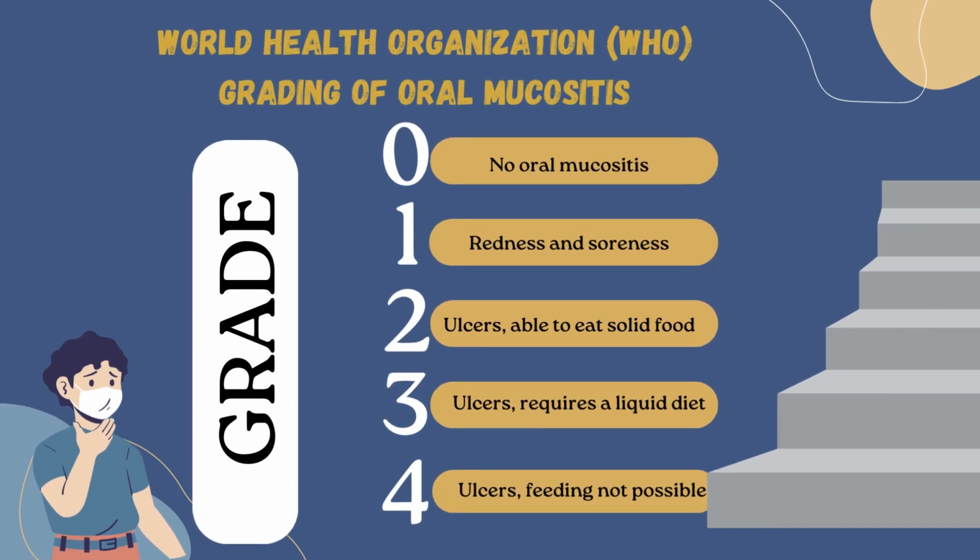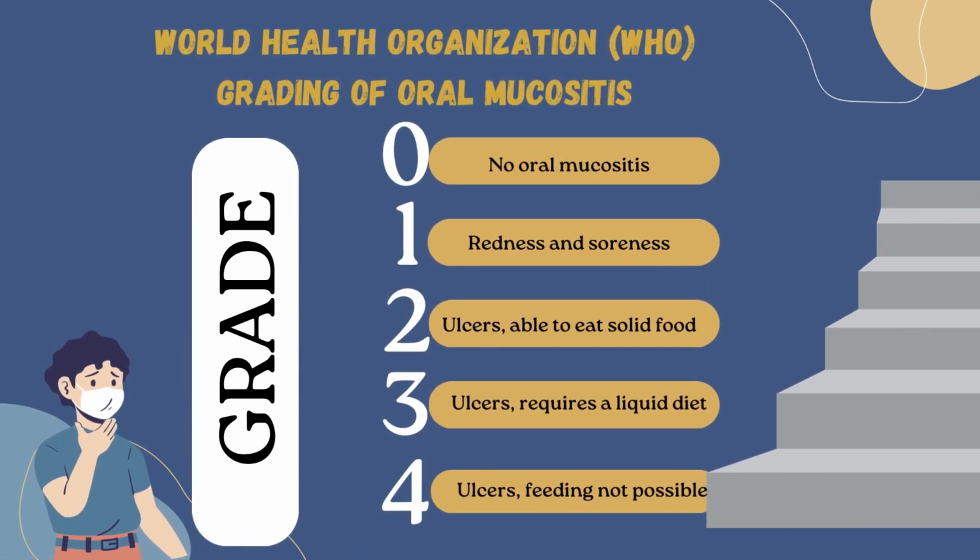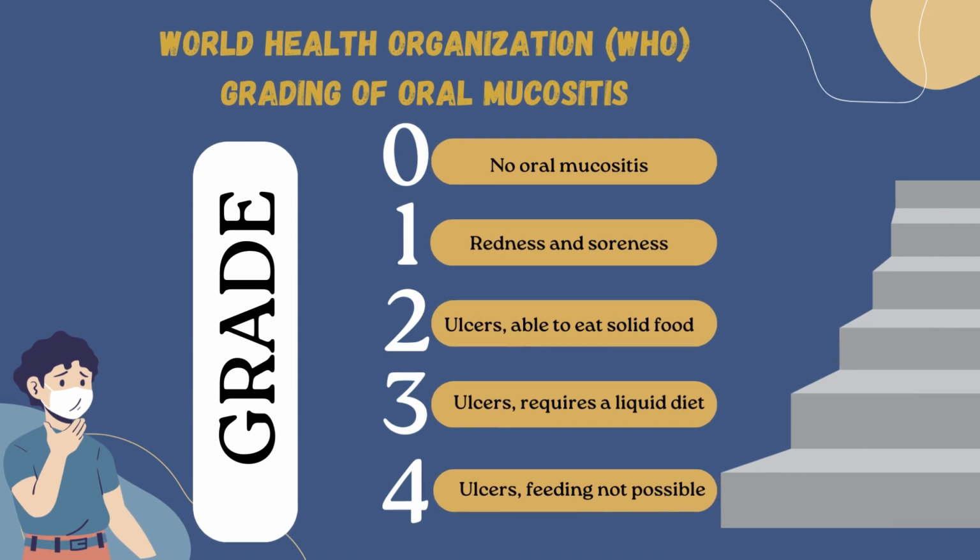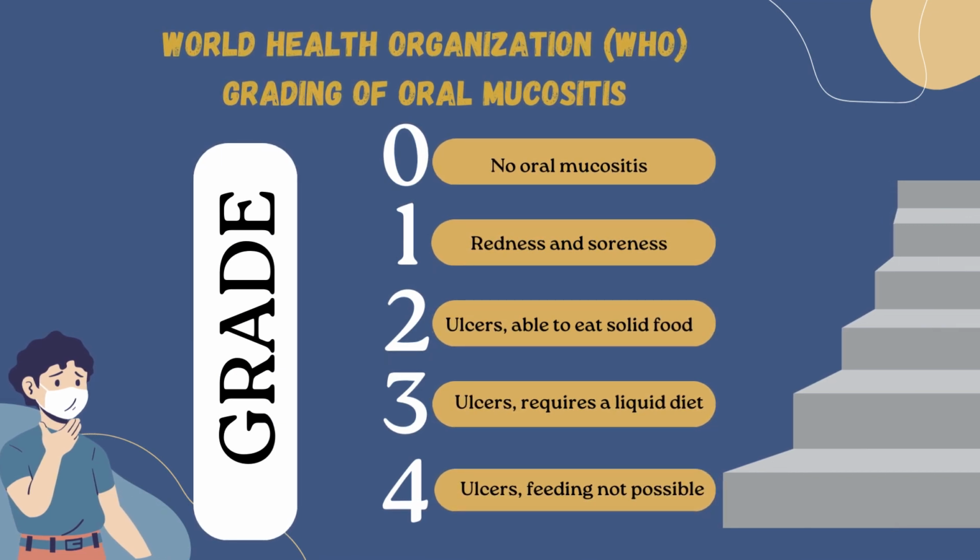It is important to familiarize yourself with the stages in which mouth sores progress so that you can seek medical help if your symptoms get worse. According to the grading of the WHO, Grade 1, there is redness and soreness. Grade 2, ulcers present and able to eat solid food. Grade 3, ulcers present and requires a liquid diet. Grade 4, ulcers present and feeding through the mouth is not possible.